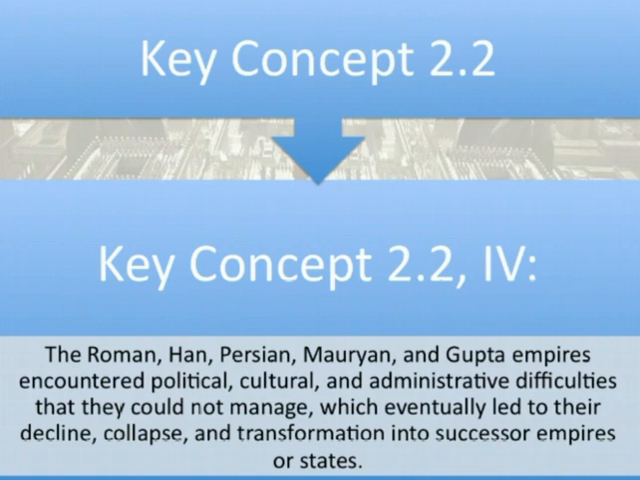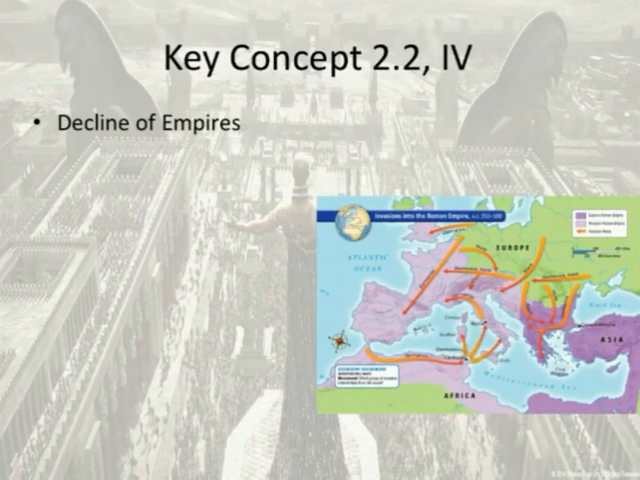And key concept 2.2, Roman numeral 4. The Roman, Han, Persian, Mauryan, and Gupta empires encountered political, cultural, and administrative difficulties that they could not manage, which eventually led to their decline, collapse, and transformation into successor empires or states. So we're talking about the decline of empires here. When thinking about the decline of empires, there are several reasons that probably contributed to the decline of all empires. Some we know a lot about, like the Romans and the Persians. Some we know very little about, like the Mayans. But we can probably assume that empires fall for a variety of reasons. Most of the time, it's not just going to be one thing.